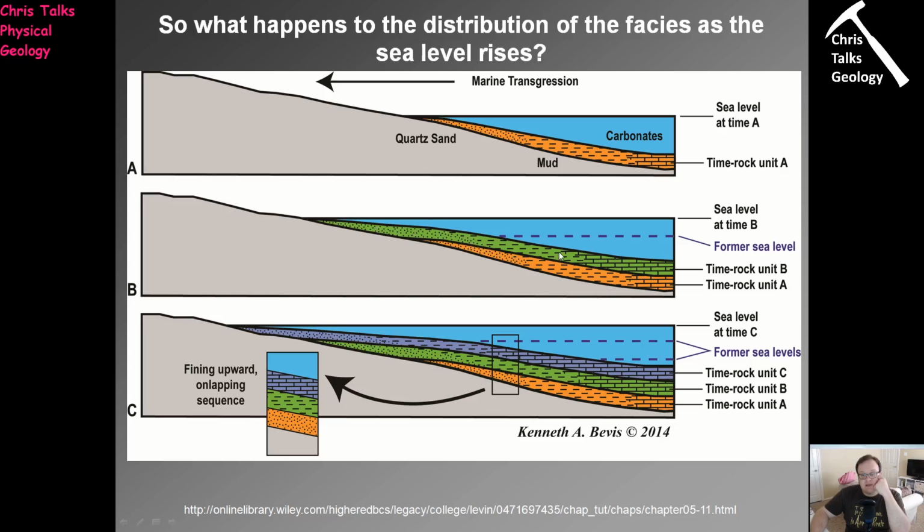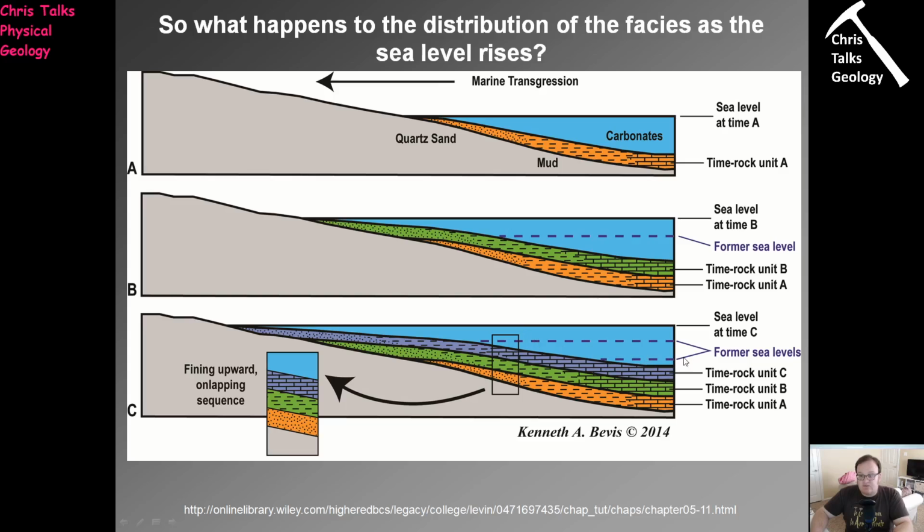Now, this means that the mud facies, the shale facies, is actually going to start following the sand facies. So the shale facies is also going to start moving inland, and it's going to start moving over the top of the sand facies. We're then going to have the deepest facies, which is the carbonate facies, also do the same thing. It's going to start moving inland, and it's going to start going over the top of the mud facies.